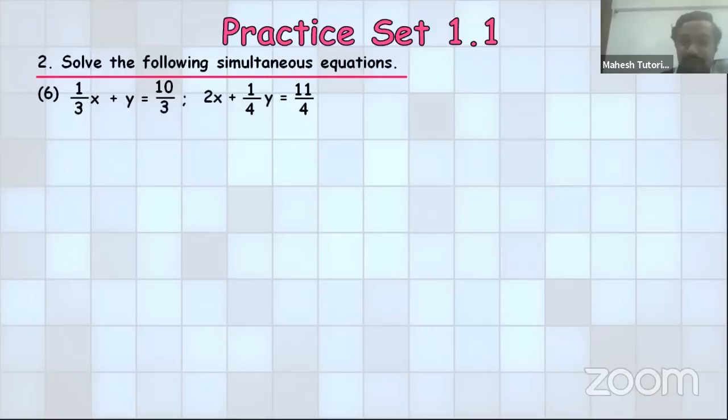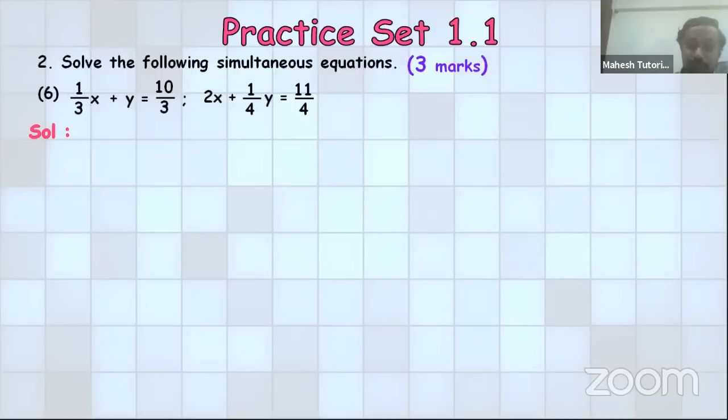Now, students, once again, we have been given two equations out here. Okay. Everyone, look at the first equation. 1 upon 3x plus y is equal to 10 upon 3. Can you tell me in this equation, which are the two variables that we are having? X and y. Perfect. Everyone, read the second equation. 2x plus 1 upon 4y is equal to 11 upon 4. Now tell me which are the two variables that we are having in this equation? X and y. Perfect. Take care.